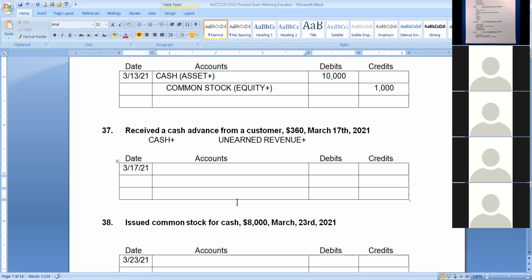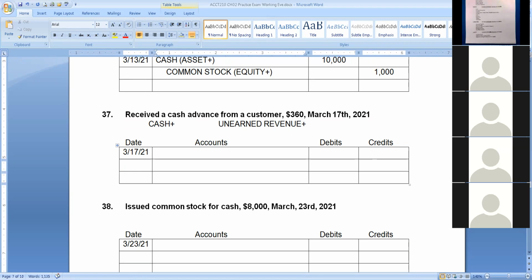Cash with a debit and unearned revenue with a credit. Cash is going up with a debit. And unearned revenue is a liability. We owe these people $360 until we do the work we're supposed to do for them. If we don't do the work, we've got to give their money back.